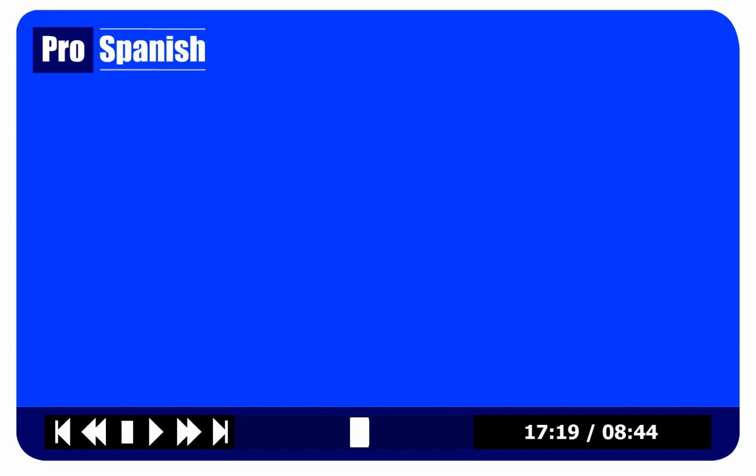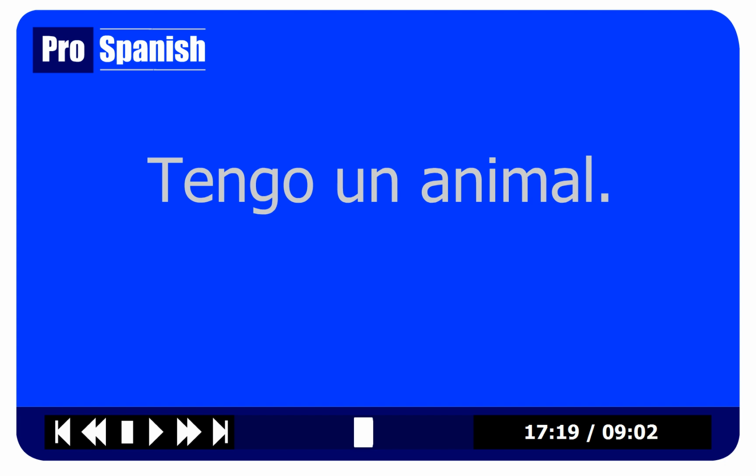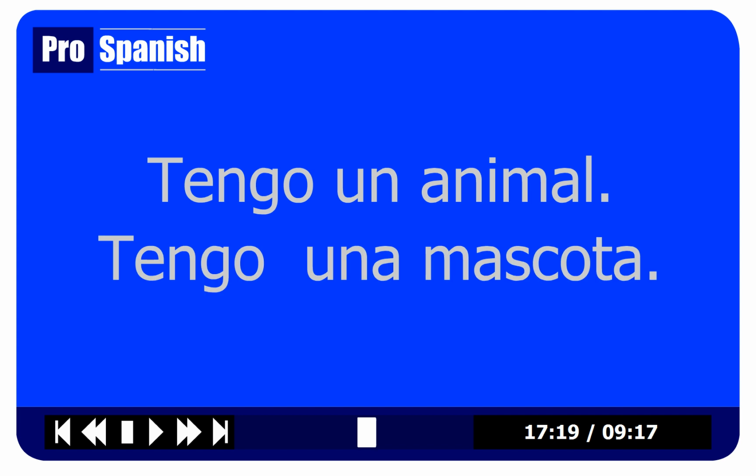Let's see if you can remember back to what the word was for a pet. A pet. And it was the same as something else. How would we say I have a pet? Tengo un animal. So I have a pet, tengo un animal. We can also say tengo una mascota. Una mascota, like a mascot.